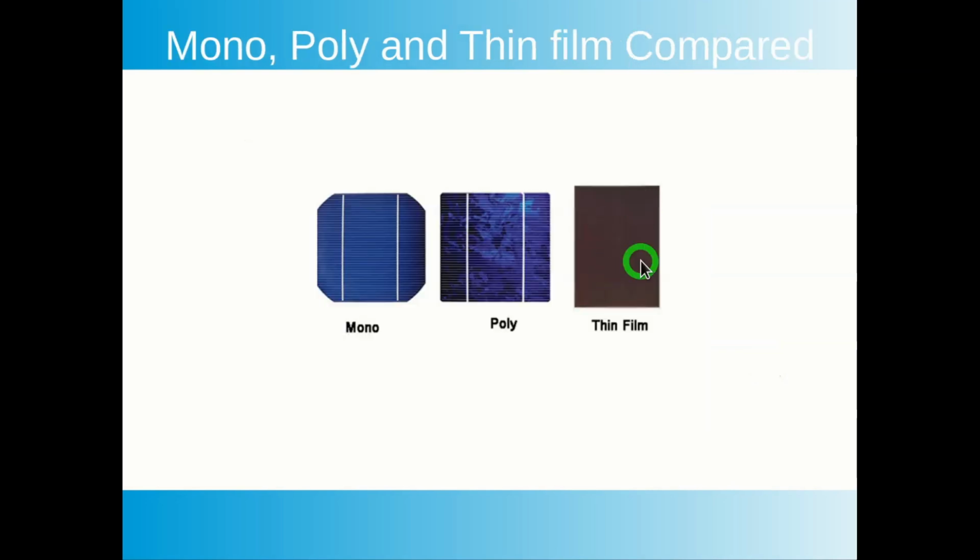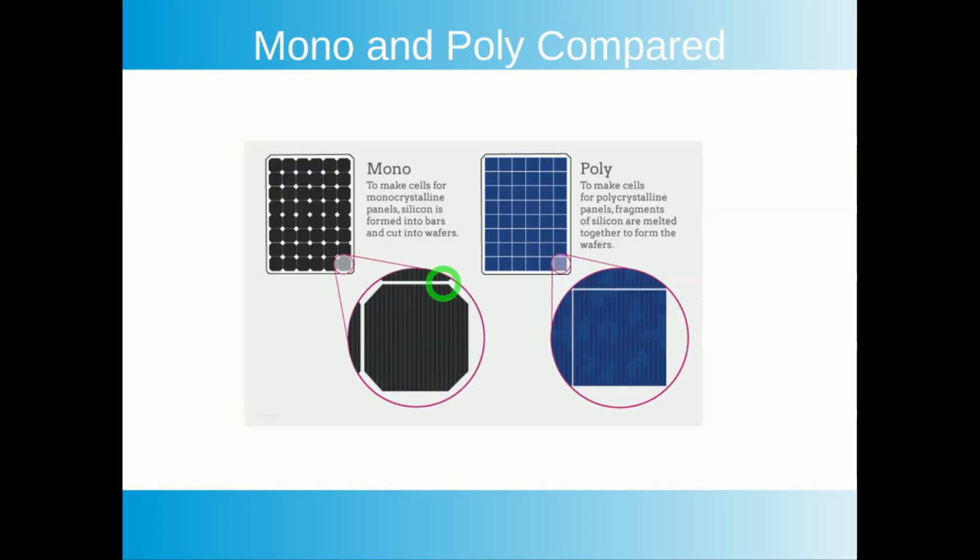There is also a thin film. It is like a single color, usually brown, and it used to be cheaper than poly and mono, but due to the lack of manufacturing, it has become more expensive than mono or poly. Basically, the mono will look more like a black color.